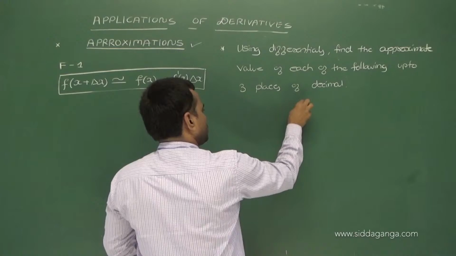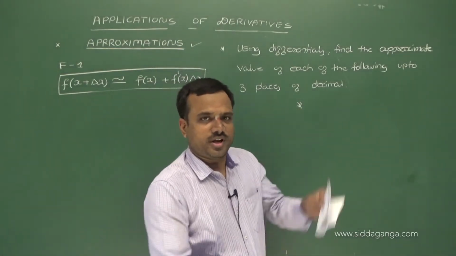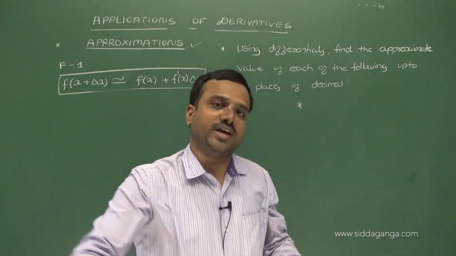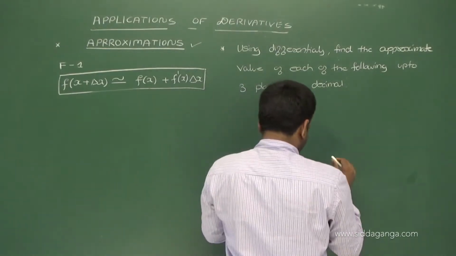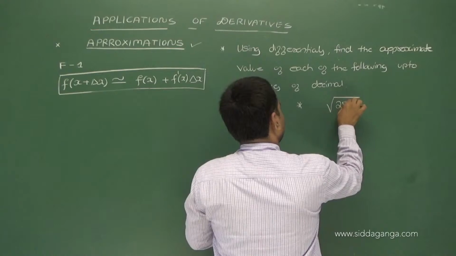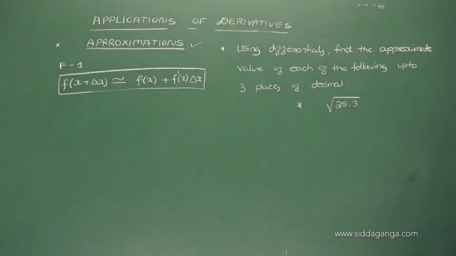First we categorize the problems. First we solve square roots, next cube roots, next fourth roots, next fifth roots, like that. First problem is the square root of 25.3.